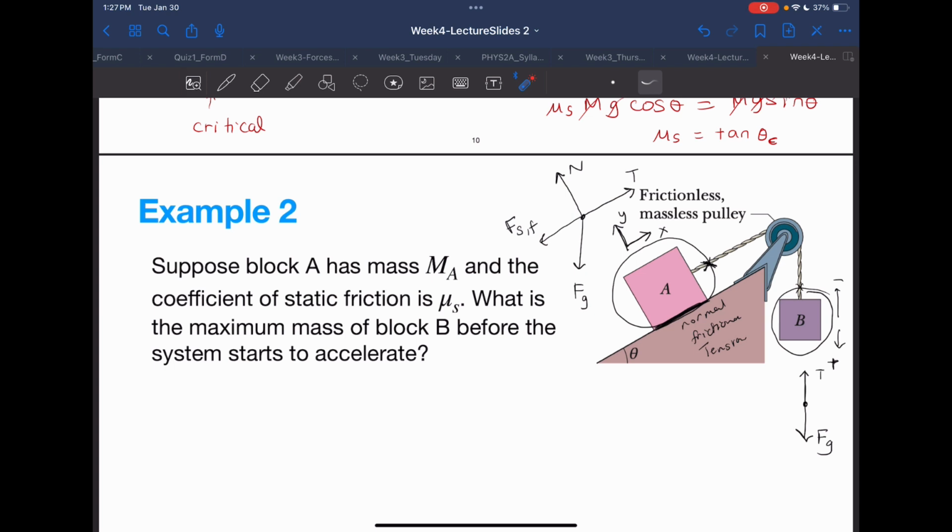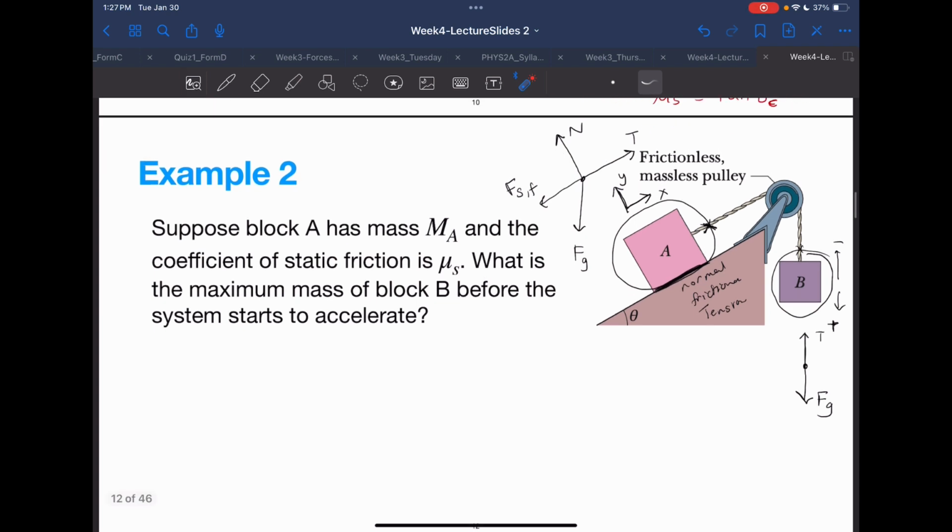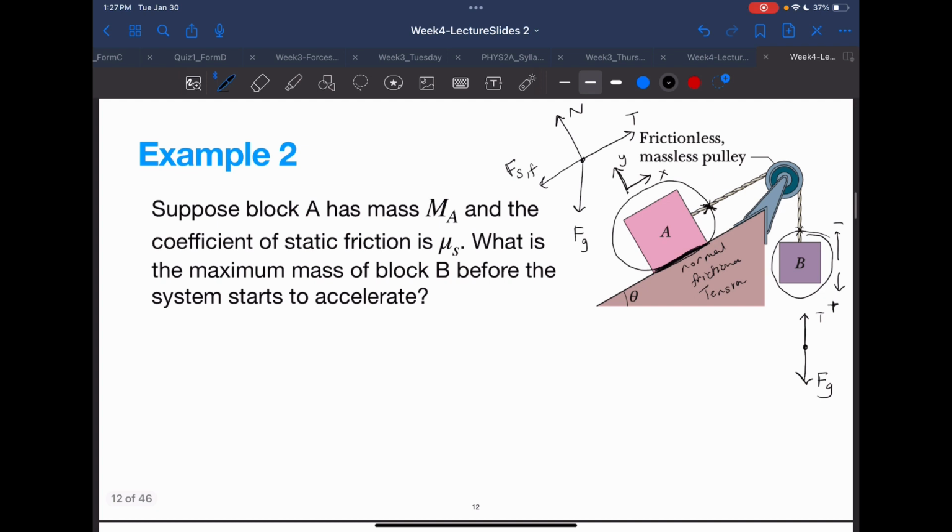Okay, so at this point I want you to pause the video, and write the sum of the forces and try to calculate how big we can make m_B such that this system stays at rest. Once you've done that, I'll go ahead and show the work up here.